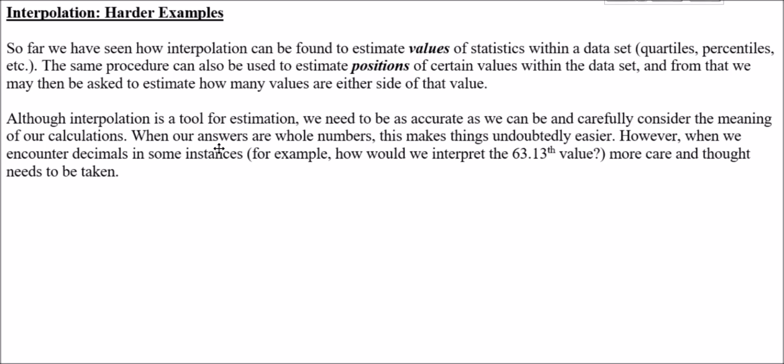So when our answers for the positions are whole numbers, it makes things definitely easier. So if we work out a position and we get the answer 4, that'll mean the 4th value. That's easy to interpret. However, when we encounter decimals in some cases, for example, how would we interpret the answer 63.13? What on earth would the 63.13th value even mean? When we get stuff like this, more care and thought needs to be taken in terms of what the numbers our calculator's giving us mean in practical terms.